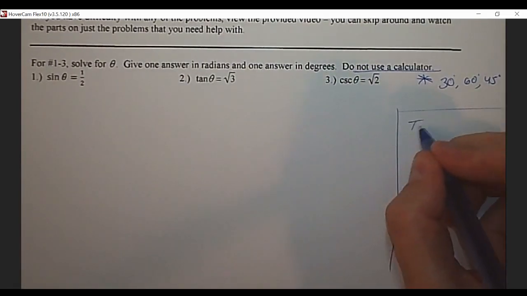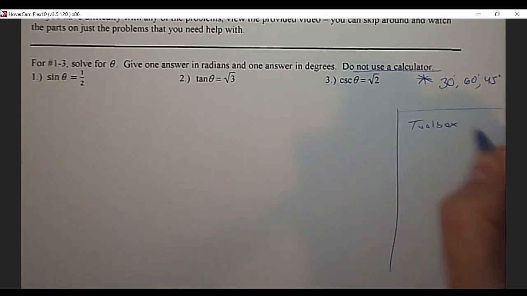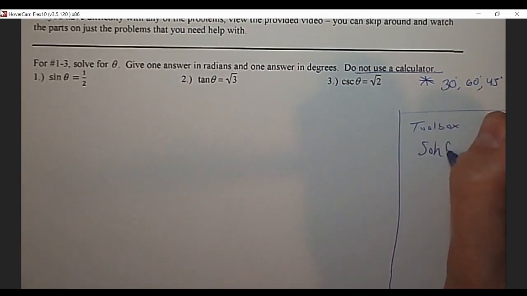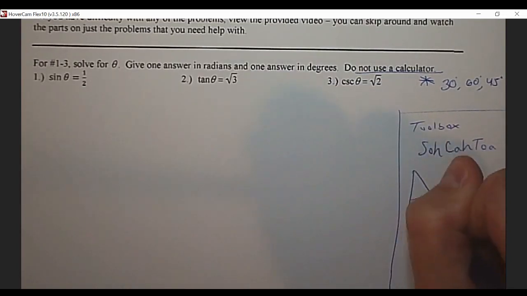So the first thing I want to do is write out what I call my toolbox. So, the things that I'm going to use all the time when I'm dealing with 30, 60, and 45. So SOHCAHTOA, my 30, 60, 90 right triangle. Across from 30 is 1. Across from 60 is radical 3. And across from the hypotenuse is 2.